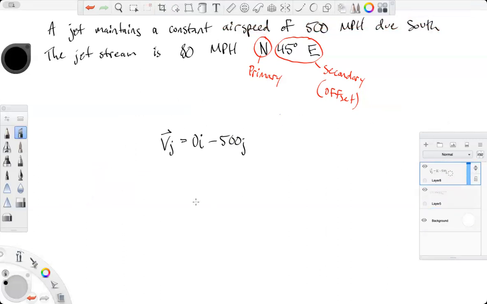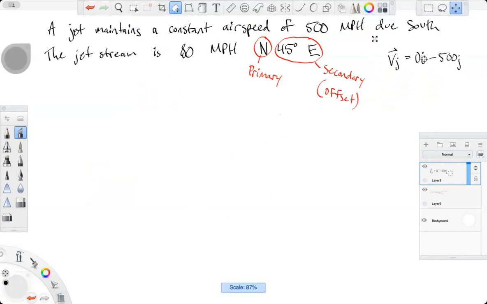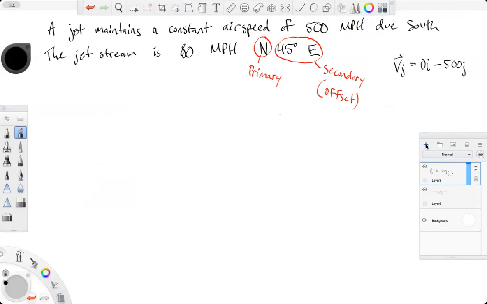Okay, so there's that. Let me just set this aside. And let's look at what's next. So the first thing we did is found the velocity of the jet. Now, step 2, we want to express the velocity of the jet stream relative to the ground. So number 2, express the velocity of the jet stream relative to the ground.